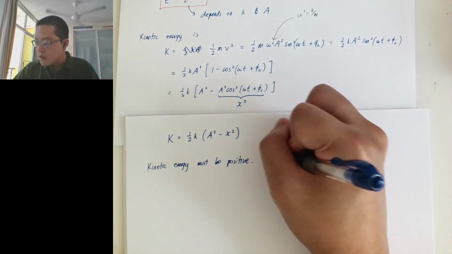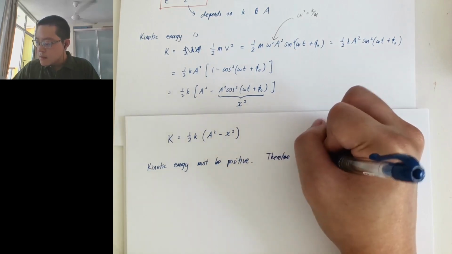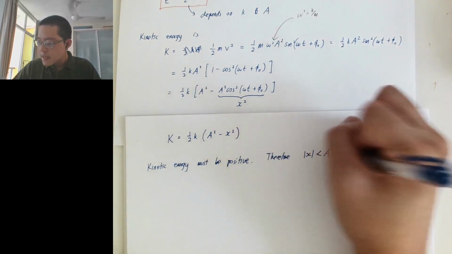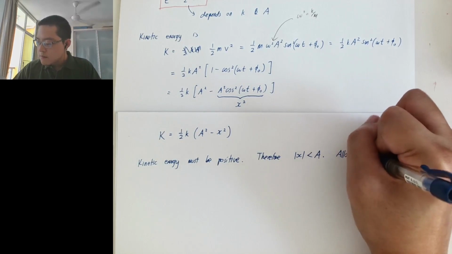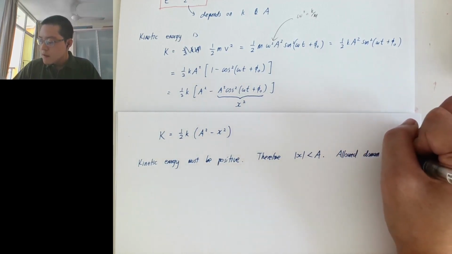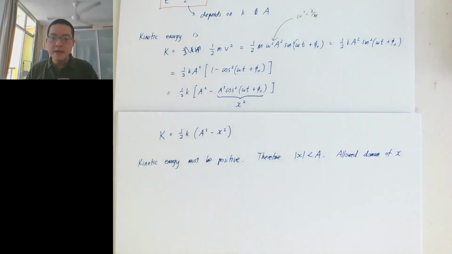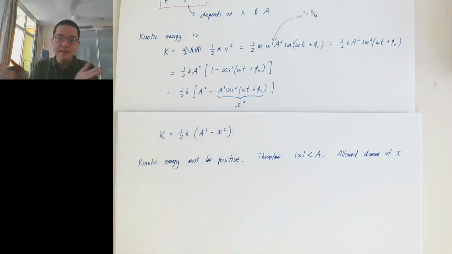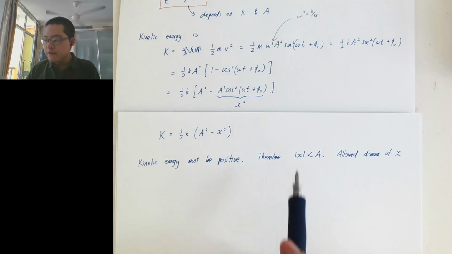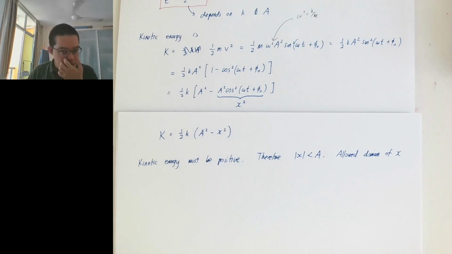Okay, so therefore I conclude that the magnitude of x must be smaller than the amplitude. So this is the allowed domain of x, that means the allowed domain of the position of the spring. So by analyzing the kinetic energy, we are able to say where the box is allowed to be. If any position is greater than A, the box cannot exist there. So that tells us how to determine the domain of x. Okay, so any questions so far?